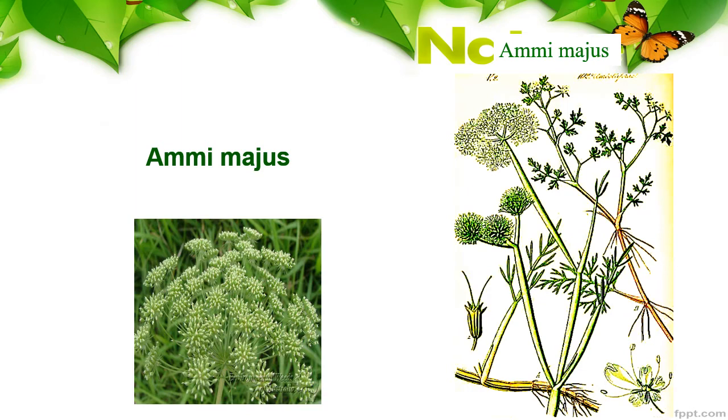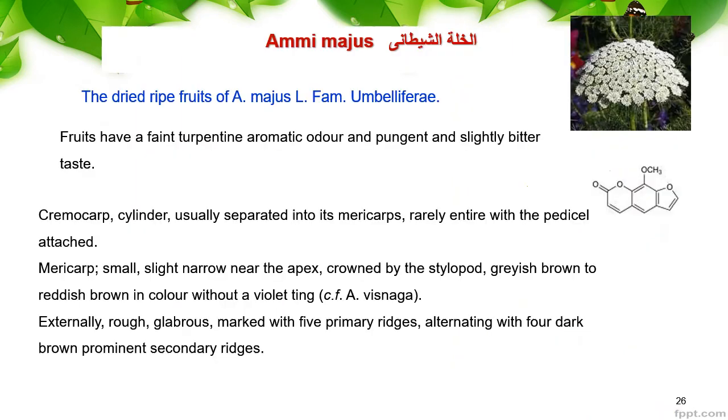Ammi majus is an allied drug to Ammi visnaga, the dried fruits of Ammi majus, family Umbelliferae, known in Arabic as Khella Shaitani. The fruit has a faint turpentine-like odor and a pungent, slightly bitter taste.